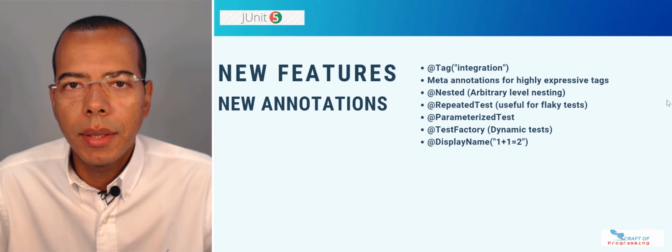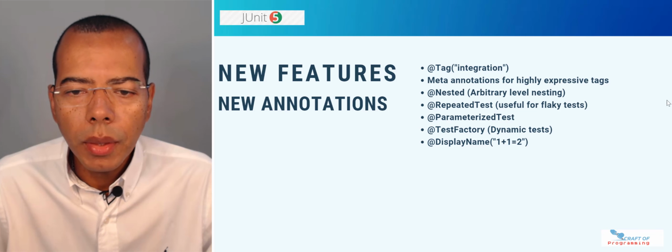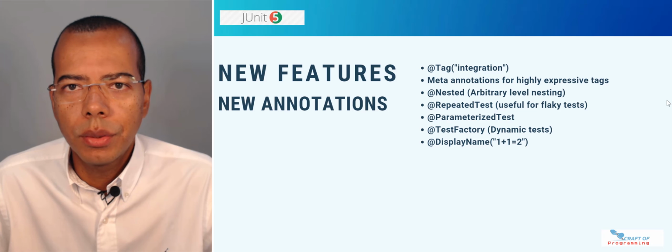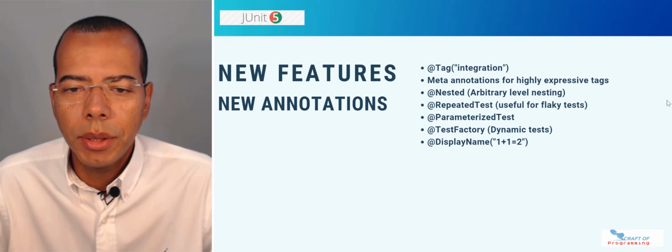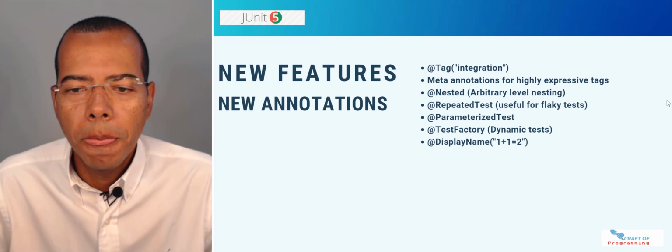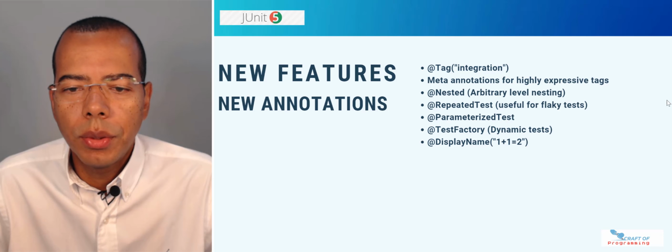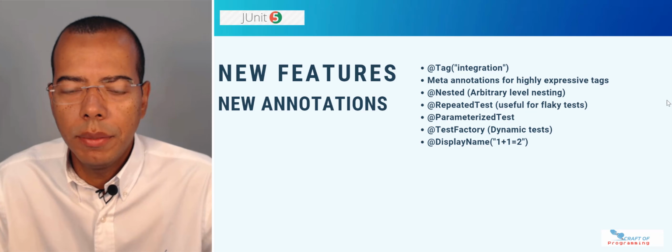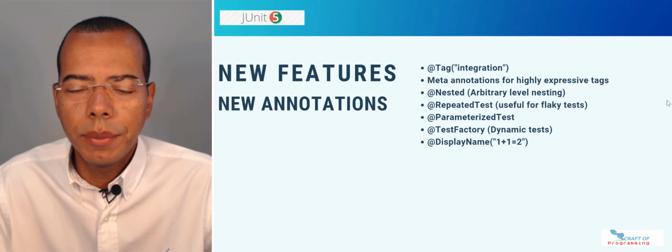So there is a new tag annotation. You can define meta annotations, which are your own custom annotations built on top of the built-in annotations. There are nested tests, repeated tests, parameterized tests, test factory, and display name. We're going to cover each of these in turn.